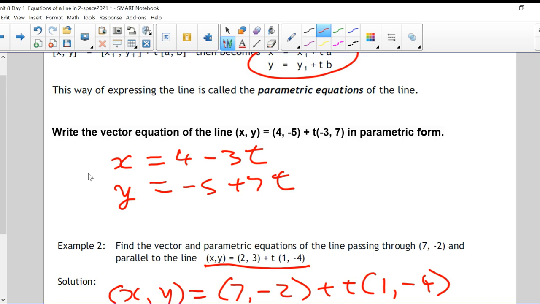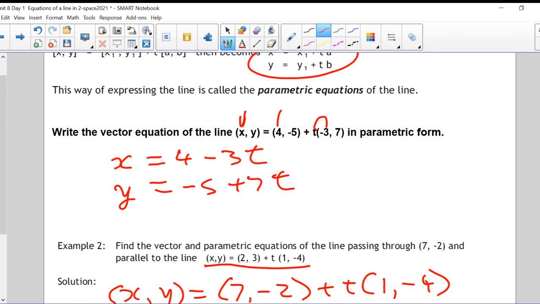So when we were doing this equation, so I'm going to point to this one now, xy is equal to (4, -5). You have a point on the line plus some parameter, which is like a scalar, multiplied by what's called a direction vector, the (-3, 7). So to get the x, watch what I'm going to do. To get the x, I'm going to take this number plus this number times t. So that's why I got the 4 minus 3t from.